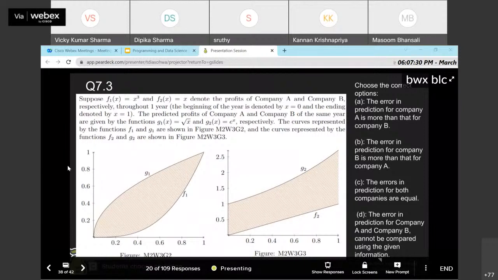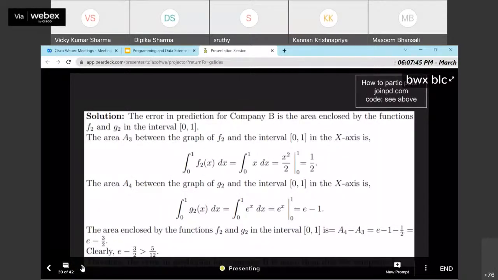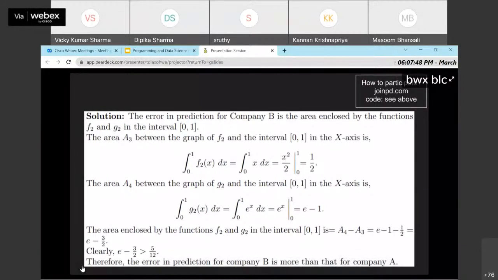In the previous sum, as we did for the other company, we have to do the similar one: integrate g of x and f of x, apply the limits and find the value. So it will be e power x, the integration is e power x, apply the limits 1 and 0. We know e value is 2.78, which will be roughly 2 minus 1, 1, and minus for the other one, it is x squared by 2. When we apply the limit, it will come down to half. So when we compare the error in prediction, we understand the error in prediction for company B is more. Right. So yes, thanks, Kanan.